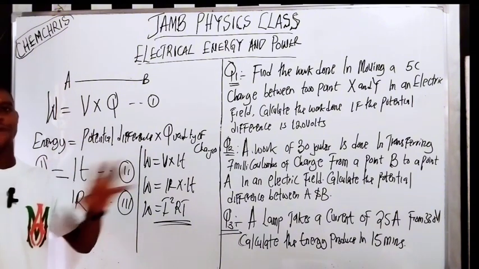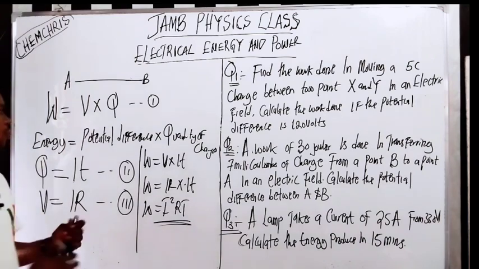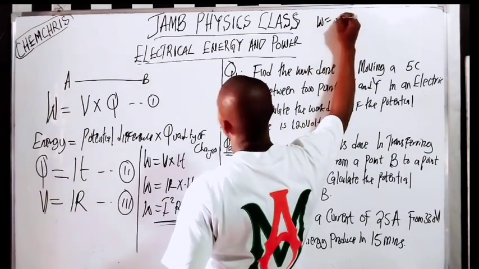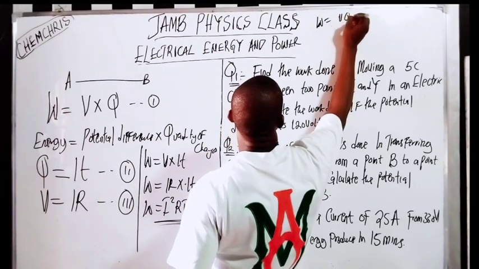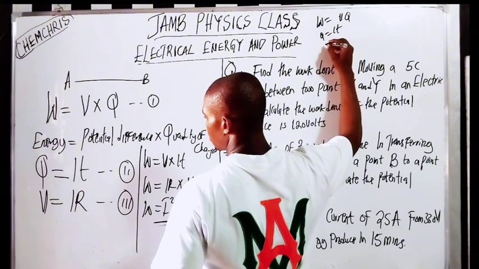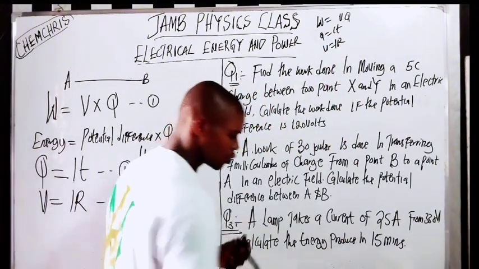But as we move on, there are other formulas we have to derive depending on what the question gives us. So let me copy all these things out here. W equals to QV. Q equals to IT. Then V equals to IR. So these are the things we are going to make use of.